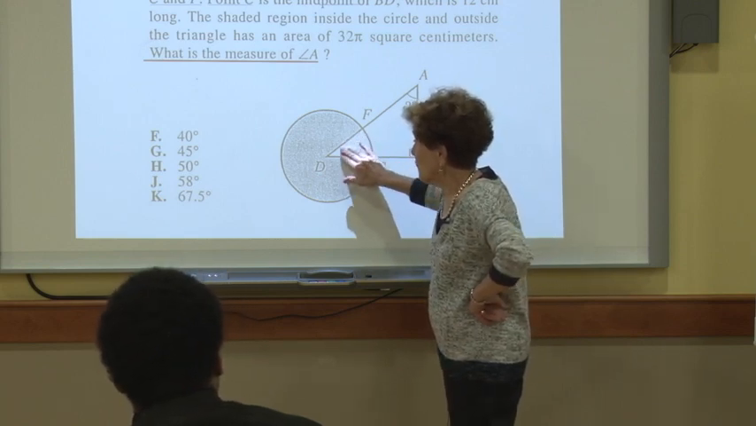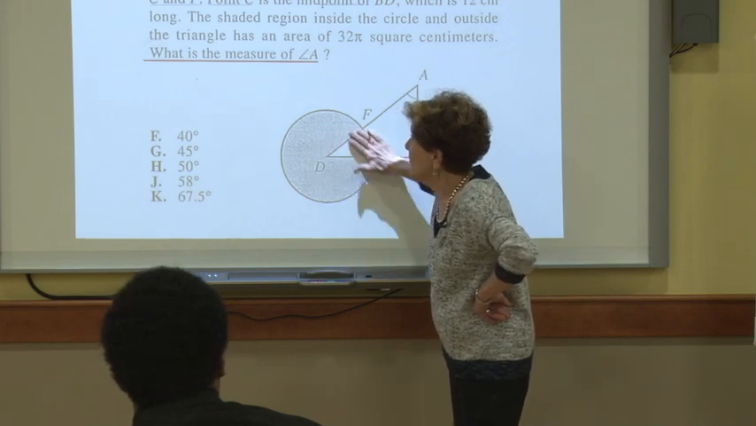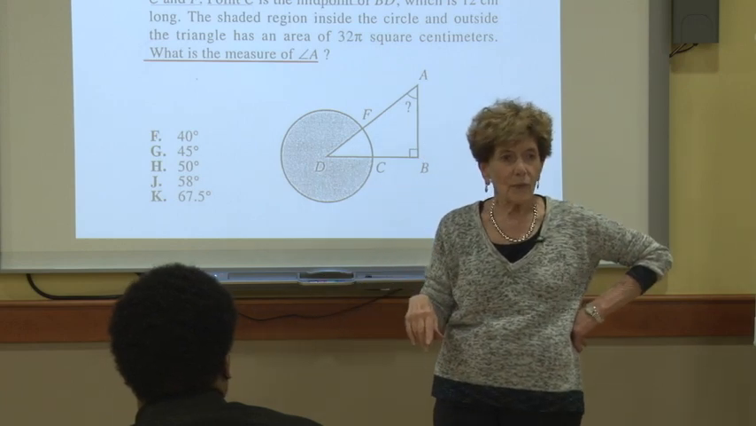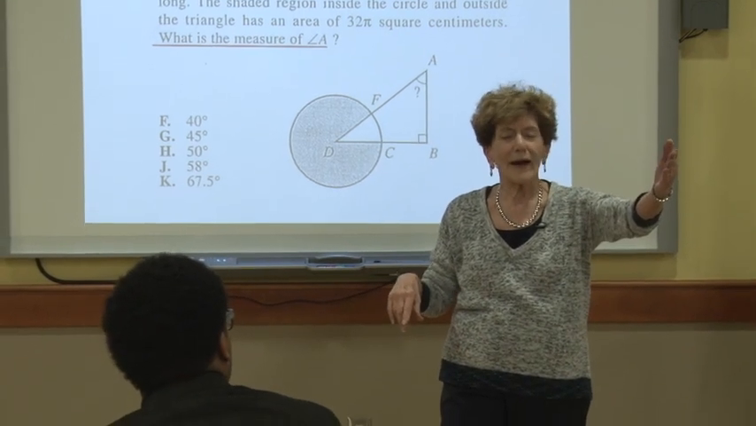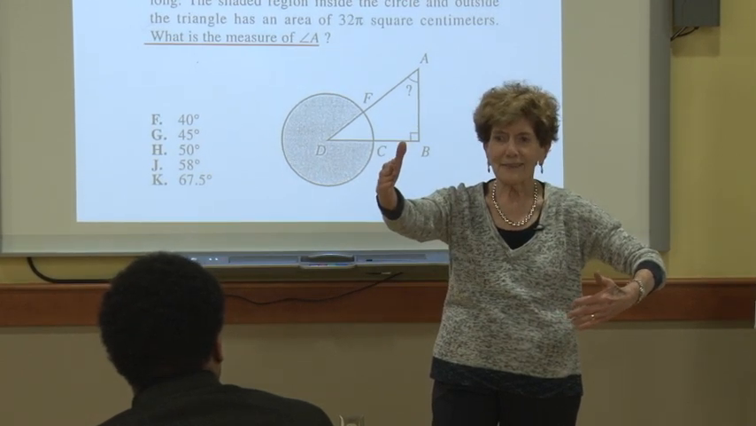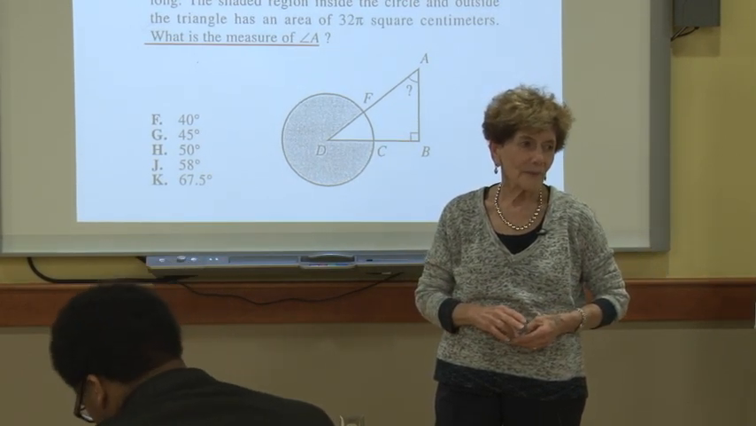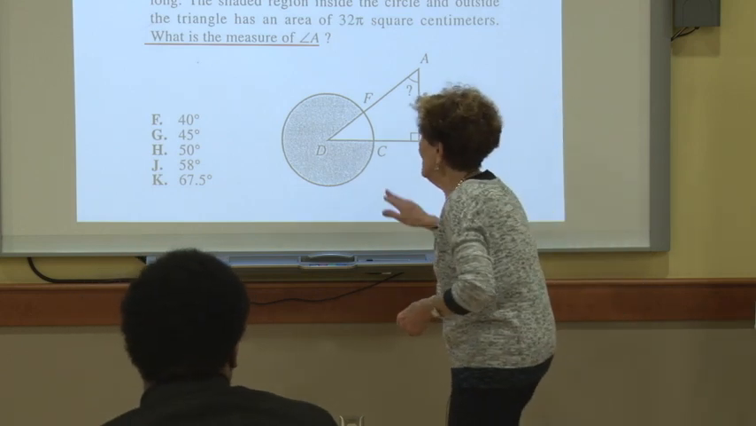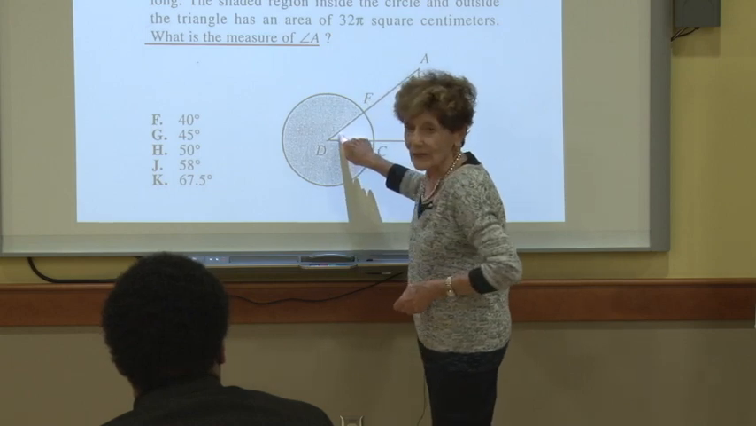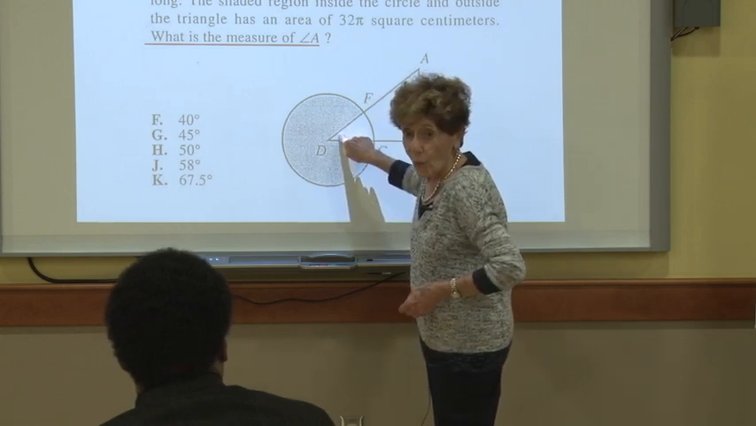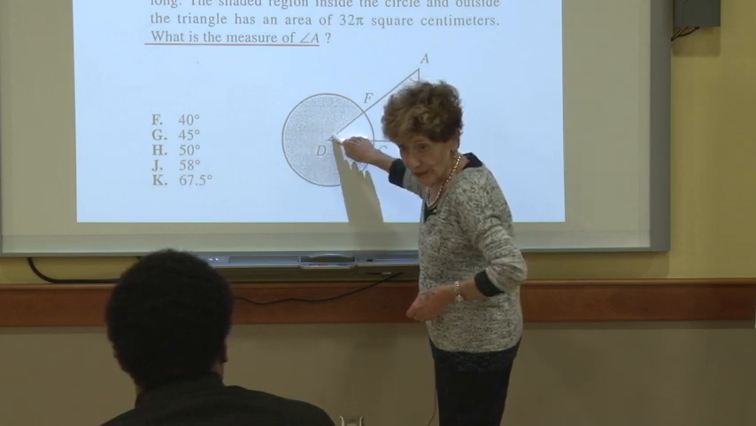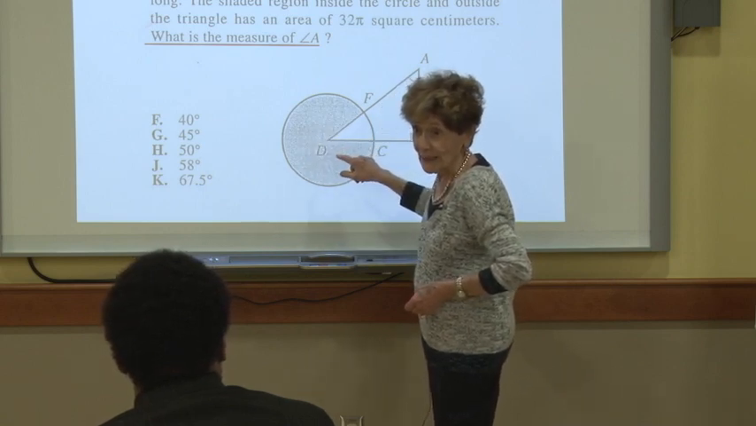So this piece is 4 pi out of 36. What's 4 over 36? Say it. 1/9. Right. So the area of this is 1/9 of this. So this angle is 1/9 of 360. What's 1/9 of 360?